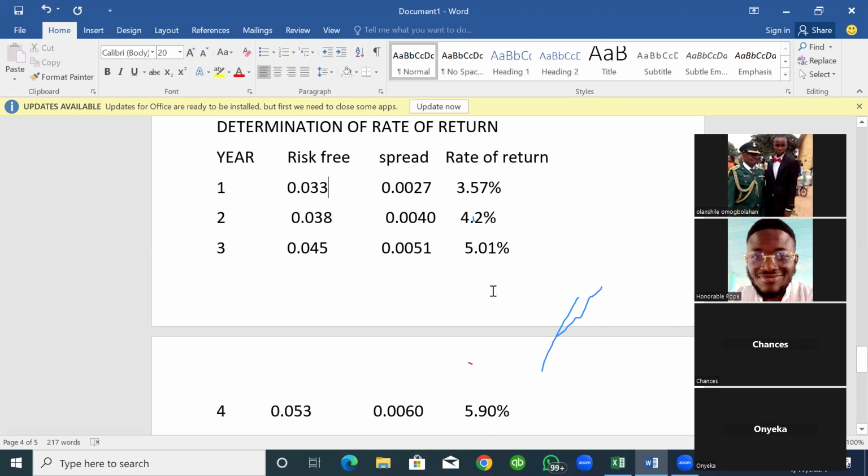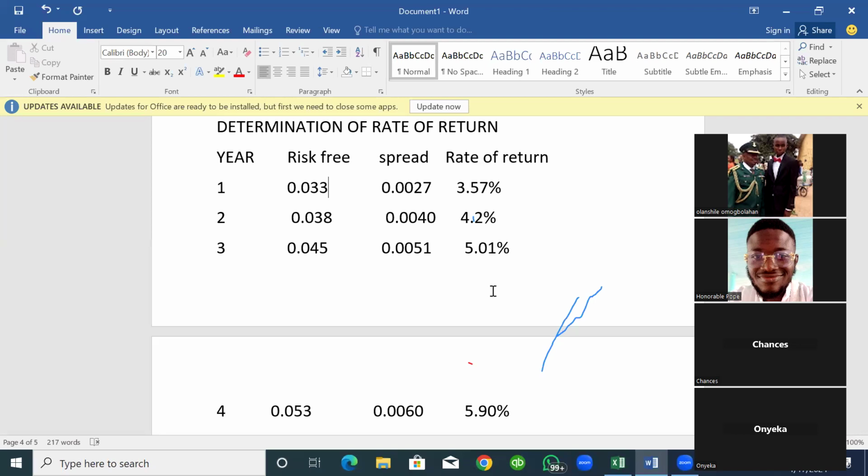When we are doing our 1 plus R, the R is going to be this 3.57, 4.2, 5.0, 5.9. So once you put it, you use your normal cash flow. Everything you are going to do from here is going to be normal. You do your yield and all.